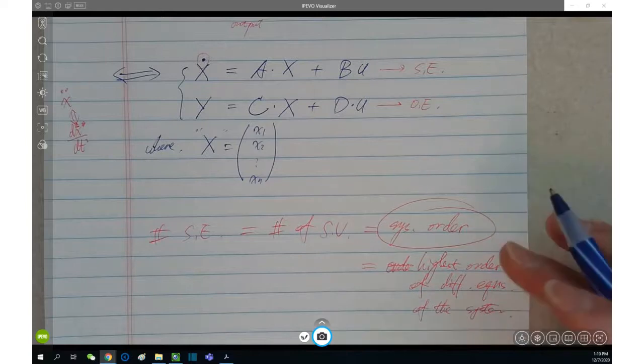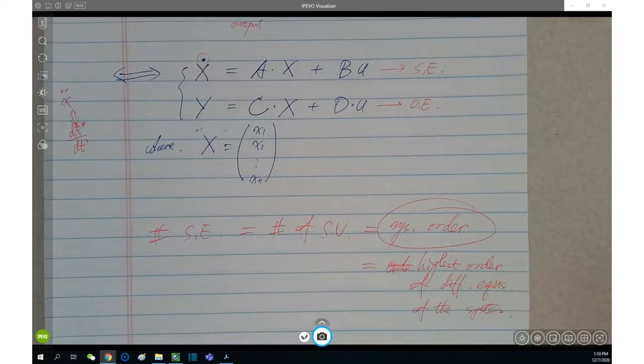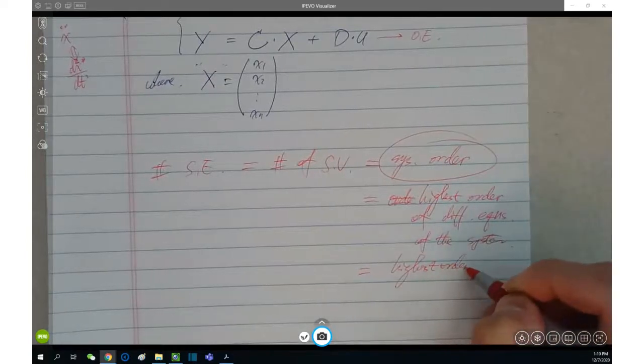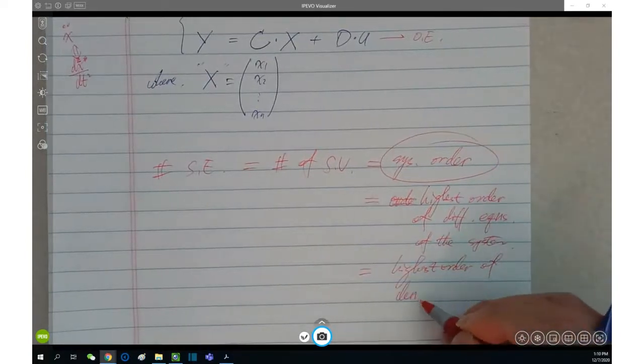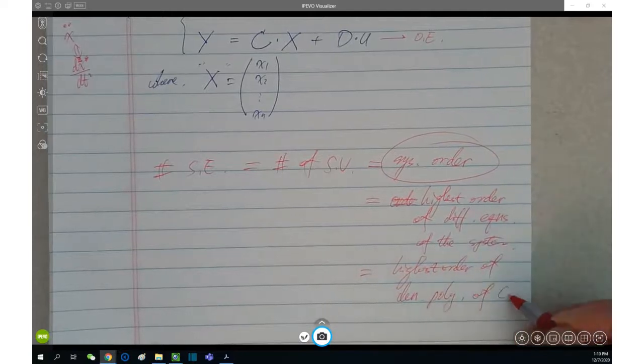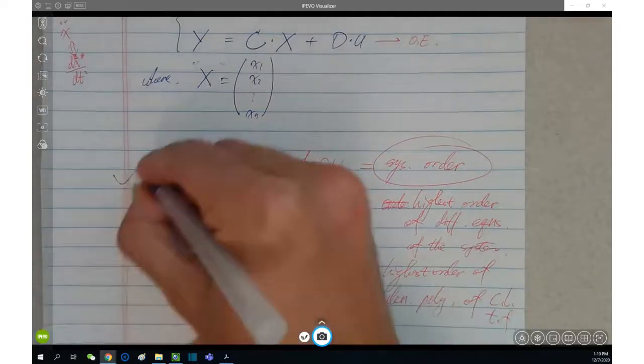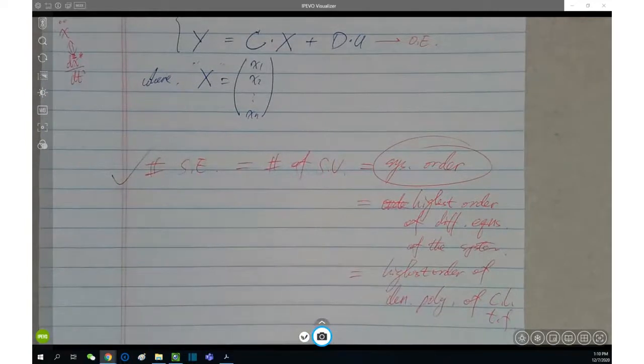System order is the highest order of the differential equation and also equals the highest order of the closed loop transfer function denominator polynomial. Denominator polynomial of closed loop transfer function. This is the system order. So remember this, okay? I'm using the red to emphasize this concept. How many state equations and how many state variables, and they follow a certain rule.